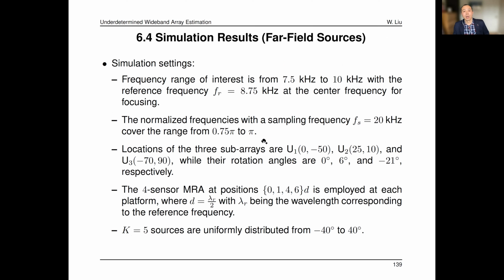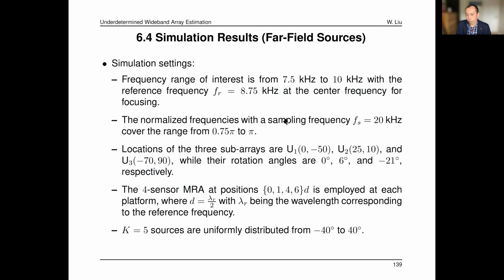Now some simulation results. Although we do target localization, here we just give you some extra simulation results for far field sources. Suppose the target is located in the far field of this distributed array system, then you have only angle to estimate in that case. So in the limit, you move the target further and further, you don't have location anymore, you have angle only. The frequency range of interest is from 7.5 kilohertz to 10 kilohertz. The reference frequency is 8.75, the center frequency used for focusing. In the simulations we have used the focusing method.